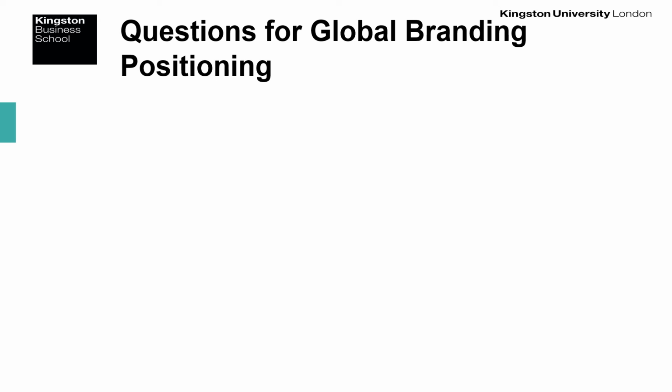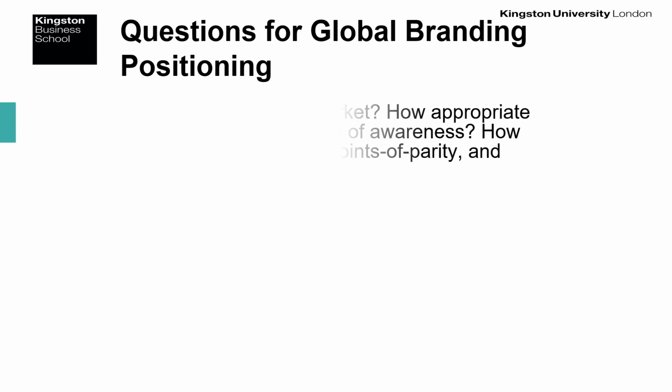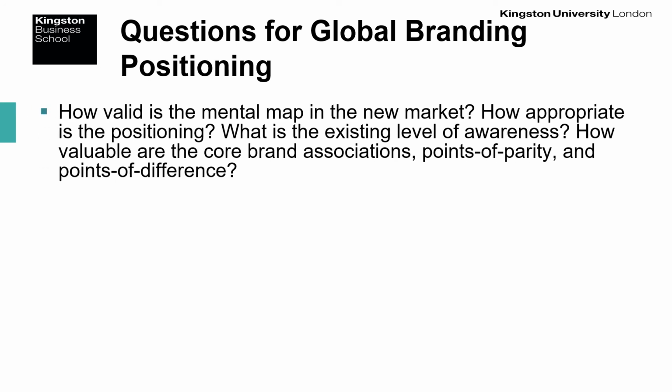So there are a number of questions that we can ask ourselves when we think about global brand positioning. Remember that branding is all about the knowledge that exists in the mind of the customer. Brand equity exists in the customer's mind in the form of a mental map, these nodes of knowledge and associations that the customer has in their mind about the brand. So if you're thinking about global branding, you need to map out your customers' minds in all of the different countries and compare them. How appropriate is the positioning from the core market or the domestic market in all of these different countries? What's the existing level of awareness?